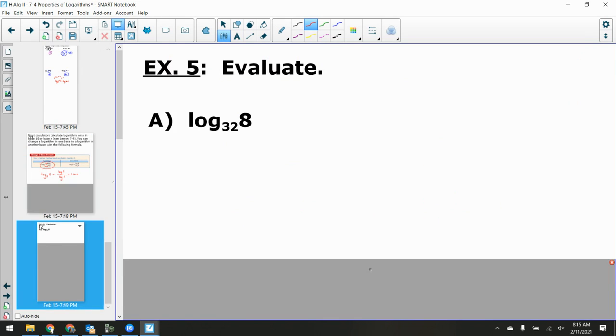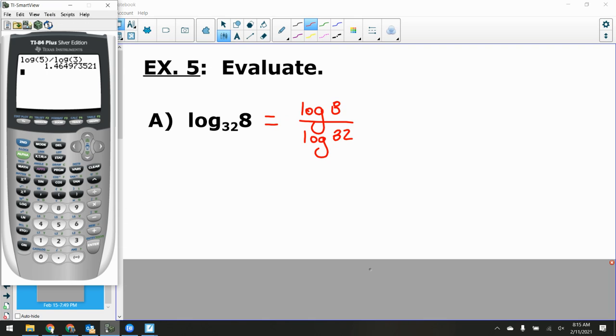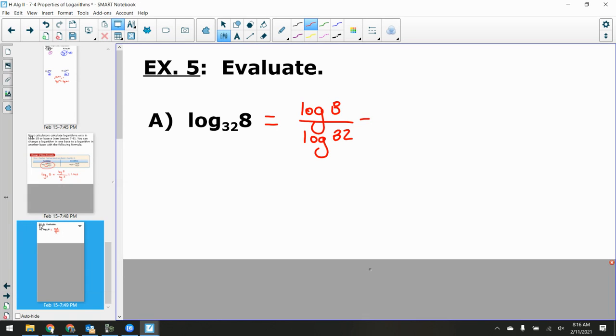But we're going to practice a little bit of the change of base formula real quick. So here, log base 32 of 8. Well, that would be like saying log of 8 divided by log of 32. So I'm going to go in my calculator and say log of 8 divided by log of 32. 0.6. Now this one I must give you on a calculator portion. You cannot do this without a calculator.